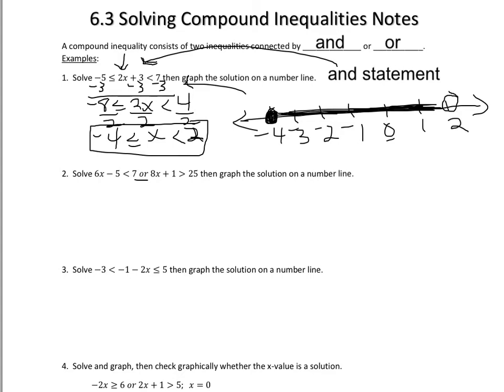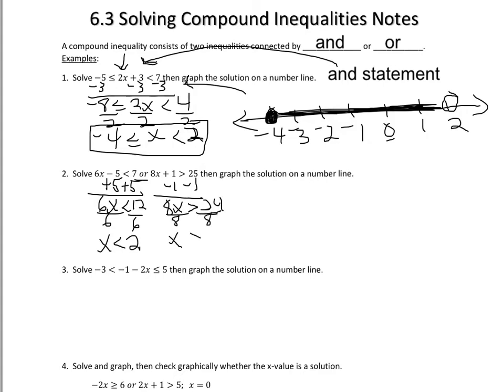So we're still going to isolate our variable. Here, I'm going to add 5 to both sides, and we get 6x is less than 12. Divide by 6, and I get x is less than 2. Then I'm going to also solve this other inequality. We're going to subtract 1 to start isolating our variable. I get 8x is greater than 24. Divide by 8, and I get x is greater than 3.